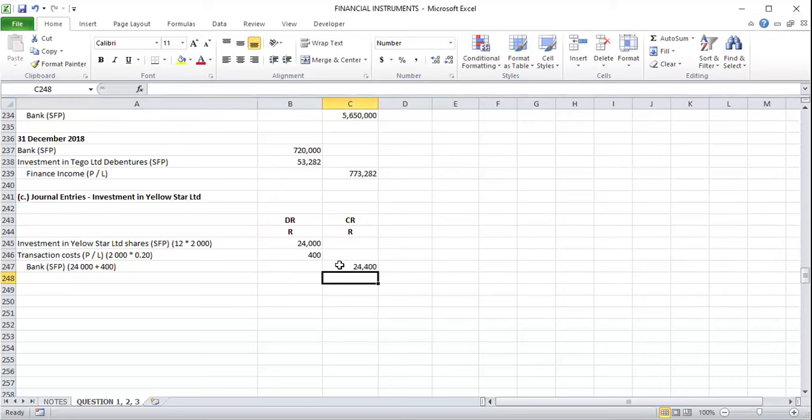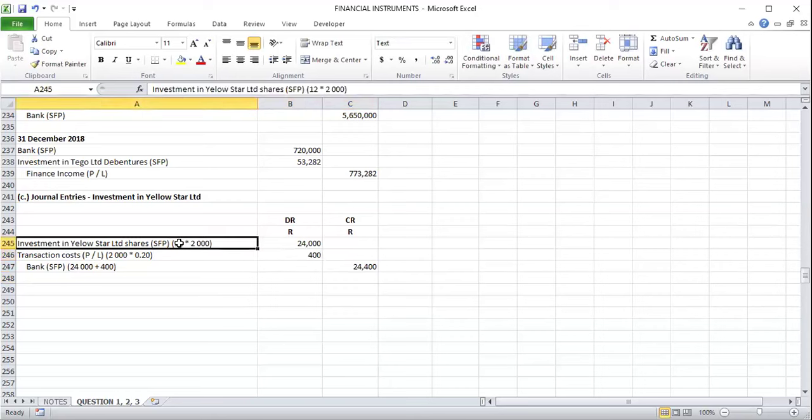That's our general entry on acquisition. Now, if these shares were classified through other comprehensive income, this transaction cost was going to be part of the investment. So it was going to be 12 times 2,000 plus 400, so 24,400, and we're not going to have the transaction cost separately. Here, in this case, we have them separately because I've said we've classified these shares as at fair value through profit or loss. So this will be on 1 January 2018.